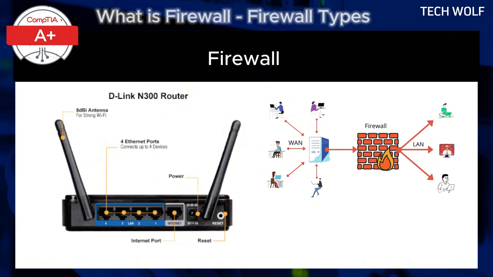Firewalls versus routers. While both routers and firewalls manage traffic, a router's main job is to direct traffic between networks, e.g. between your home network and the internet, whereas the firewall's role is to filter and control the traffic based on security rules. Some routers have built-in firewall capabilities, especially in small office, home office, SOHO environments.